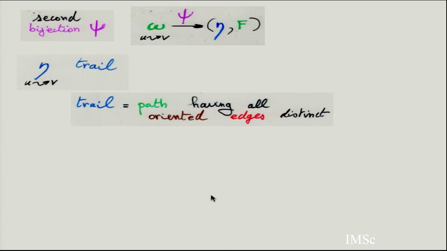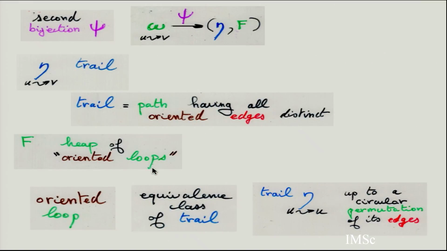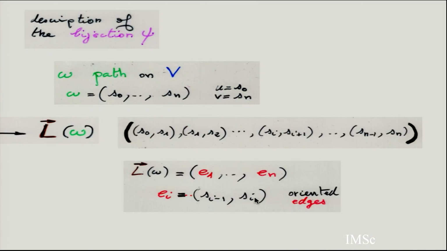And then the second bijection is the following. Take a trail. Eta will be a trail going from U to V. I call a trail a path having all oriented edges distinct. And then the heap is going to be a heap of oriented loops. An oriented loop is an equivalence class of trails, a path starting and ending at the same vertex, up to a circular permutation. So this is a word in edges E1, E2, En, where each edge Ei is an oriented edge. And then I describe the bijection.